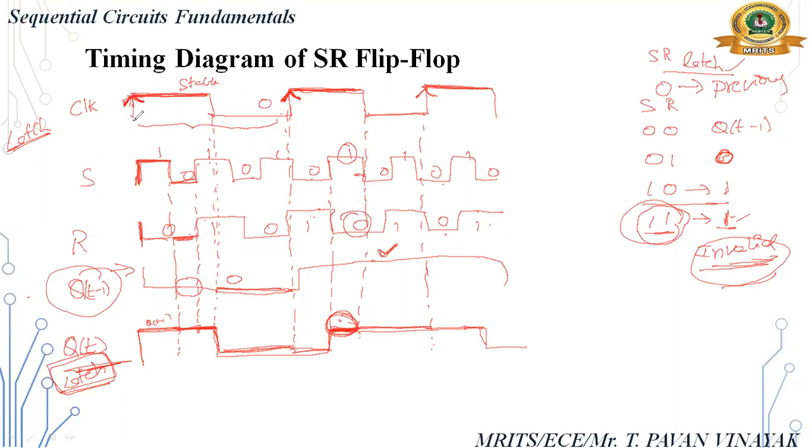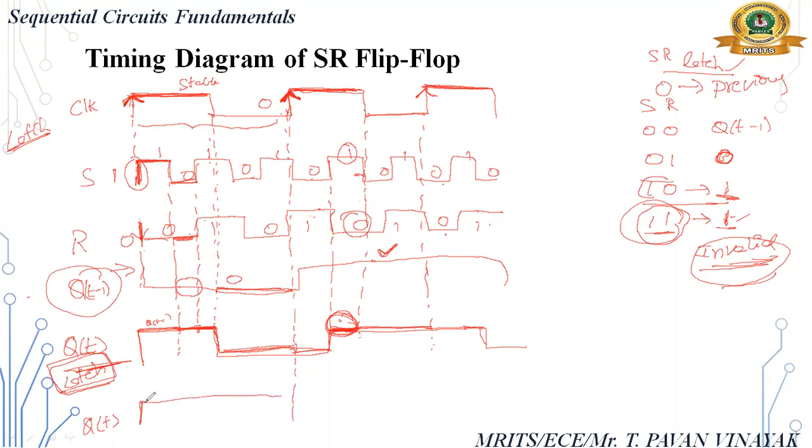Here this is the positive edge. At this positive edge, S will be 1 and R will be 0. So output will be what? S is 1, R is 0. Output is 1, right? The output will be 1 until which state? Until the next clock pulse is received, until the next positive edge. So this one is available up to here.